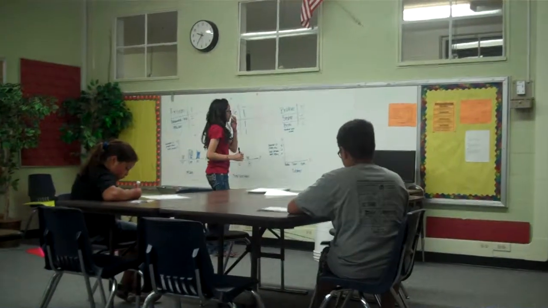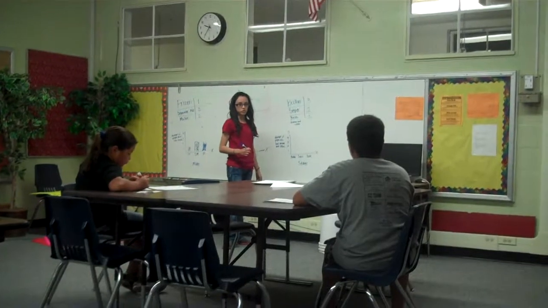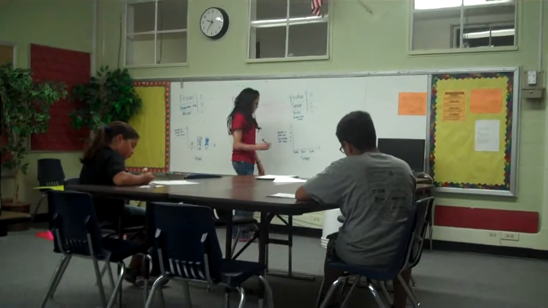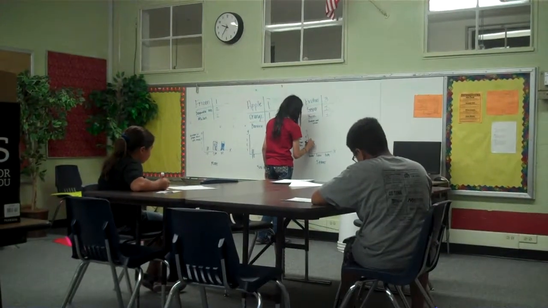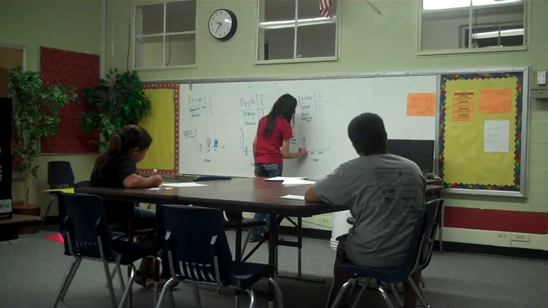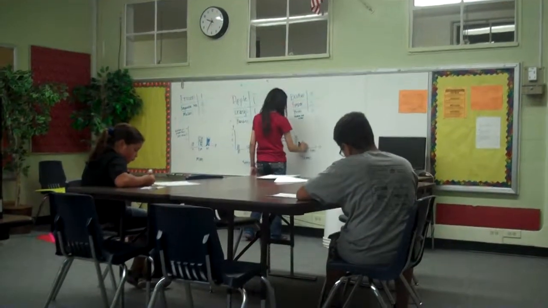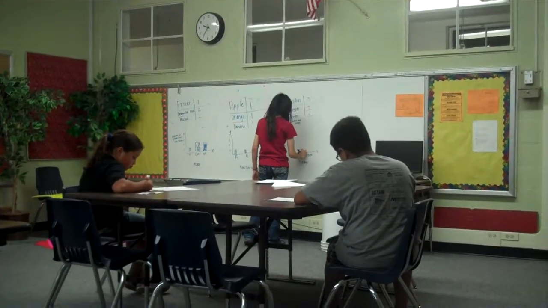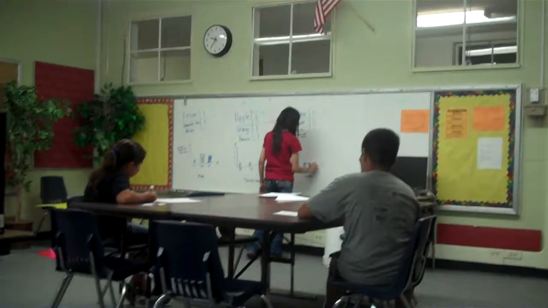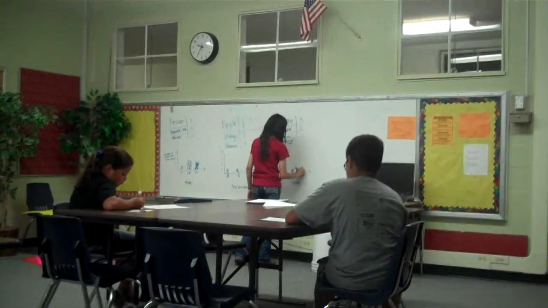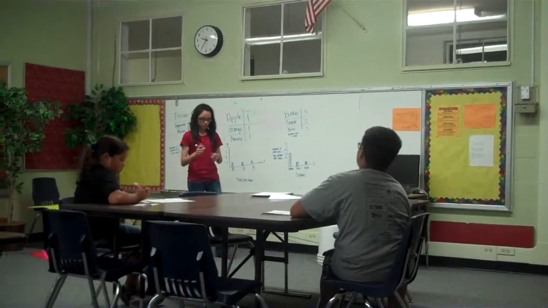For brothers, what number are we going to draw up to for people who have brothers? 3. Good job. What about for sister? 1. And how many for both a brother and a sister? 1. Good job. Does everyone understand how to draw bar graphs?